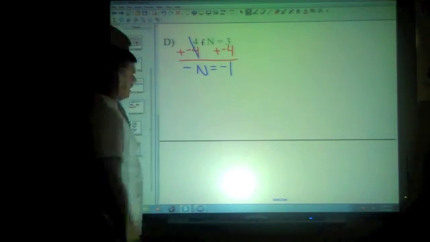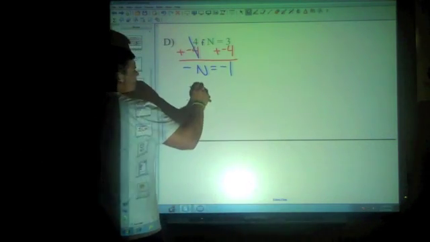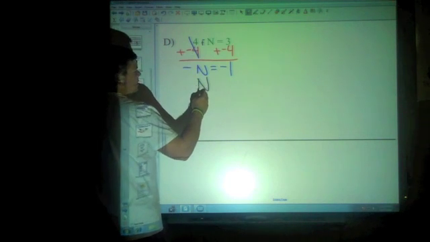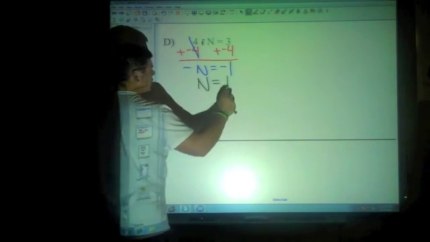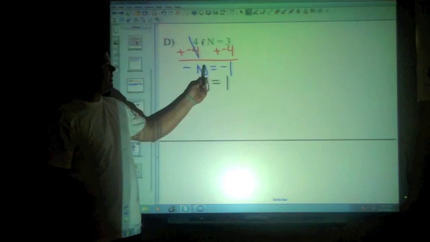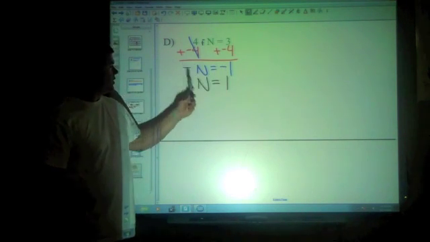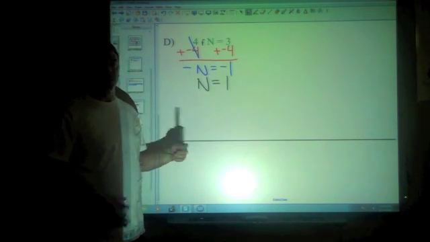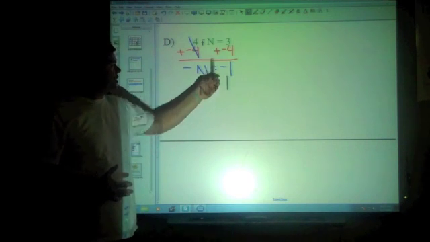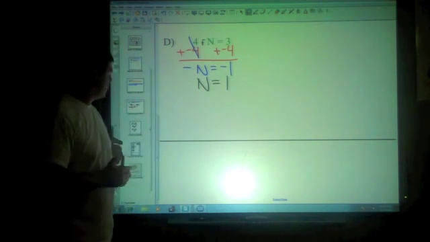We want positive n. So if you change the sign to a positive on one side, you have to change whatever the sign is on the other. If this had been negative n equaled positive 7, and I changed it to positive n, I'd have to make it negative 7. Whatever you have on this side is going to change on the other as well, whatever it is.